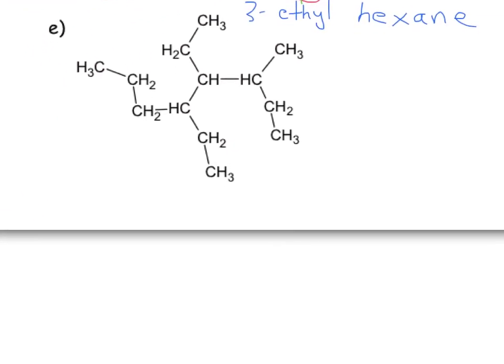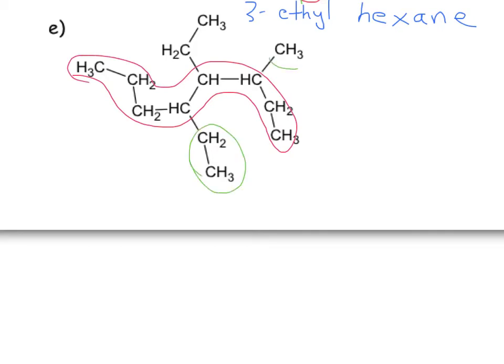Now for example E. My main chain will be the 8 carbons as highlighted. That gives me a group here, a side chain here, and a side chain there. Because I have 8 carbons, my root is going to be oct. They're single bonded, so my suffix is ane.